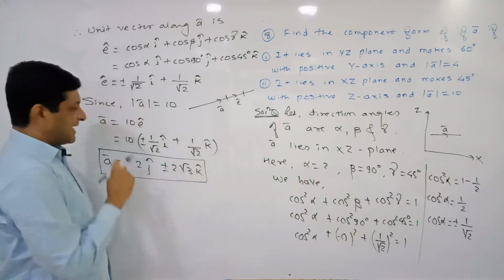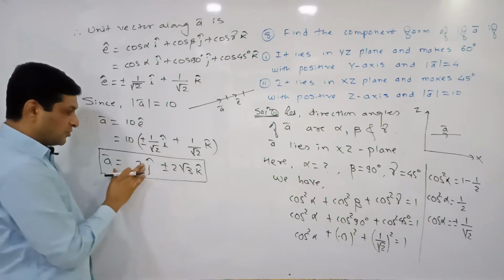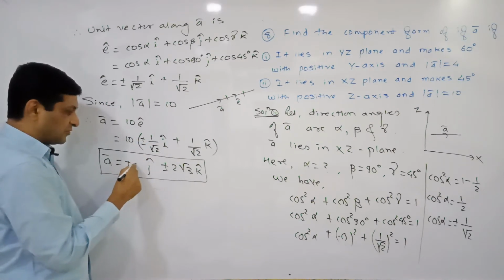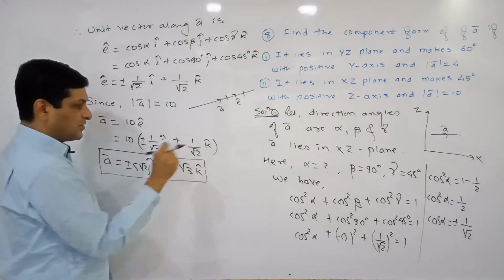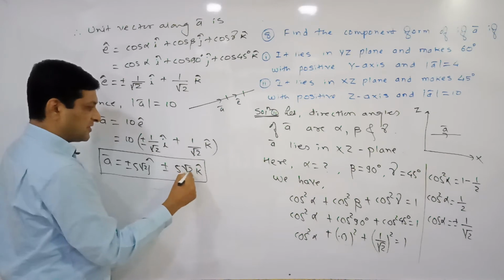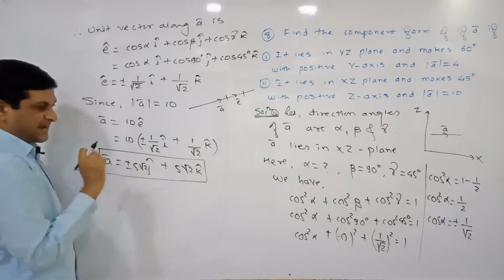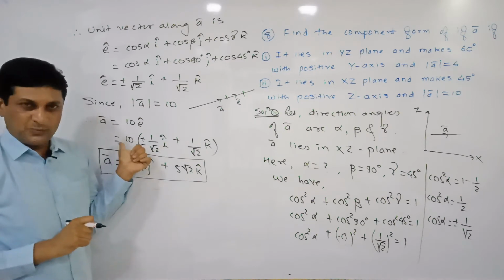Now I am multiplying by 10 here. So 10 into 1 is 10. 10 upon root 2 will be equal to what? 5 root 2. And here 10 upon root 2 will again be 5 root 2. So 5 root 2 k cap. So here we will get plus or minus, and here only plus is there. In this way, this is the calculation part. Hope you have got it.